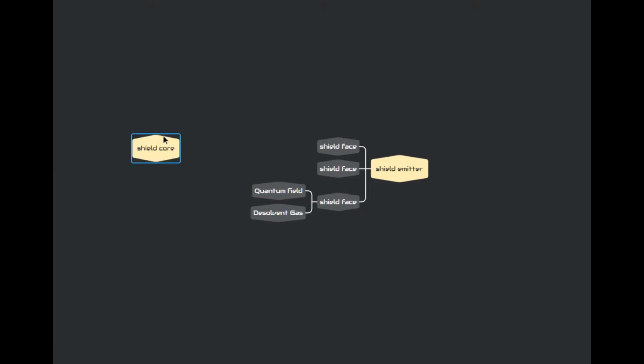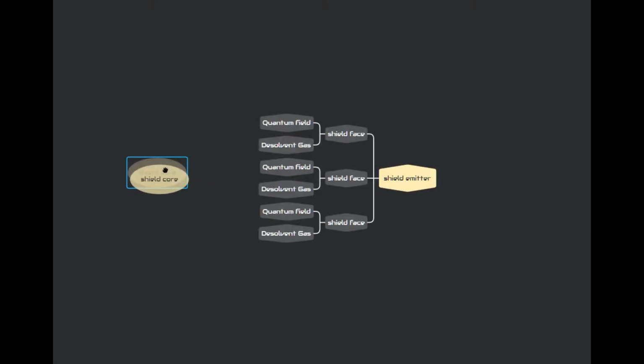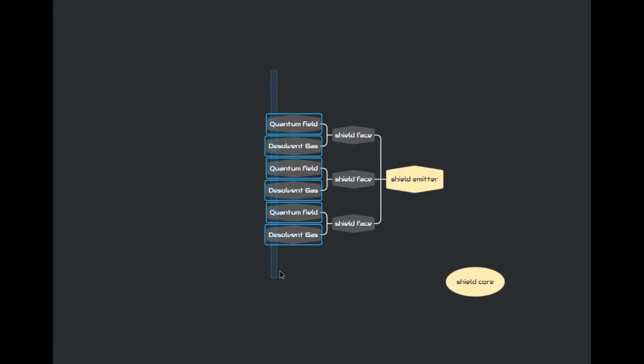So shield core. All right, we're going to change the shape of this. We're going to make this oval shaped. All right, so we've got shield face and dissolvent gas, shield face and dissolvent gas. So what we're going to do is add that to that, add that to that. So these are your layers, and this is the shield emitters. So this is the shield core. This is the inside. So we have the shield face, and then we'll have the outer shell, which all of these will be connected to.